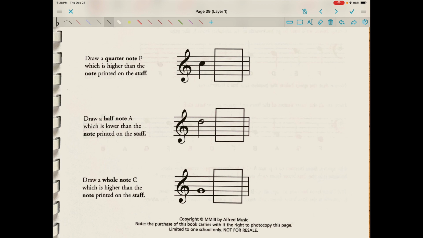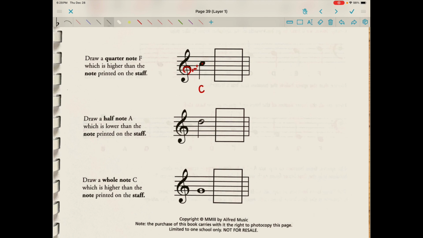Draw a quarter note F, which is higher than the note printed on the staff. Okay, so first of all, recalling that we are in the G or treble clef, we remember that this is our G, A, B, and this note right here will be our C.